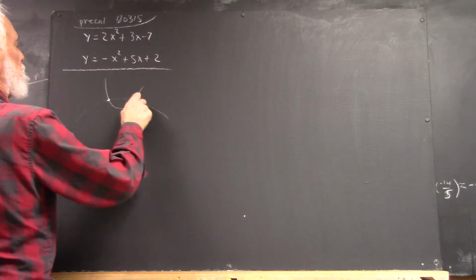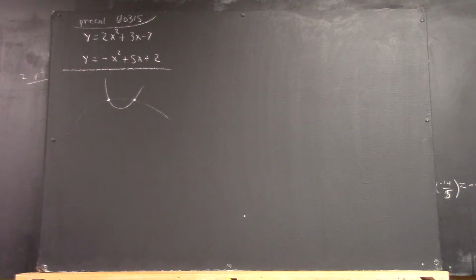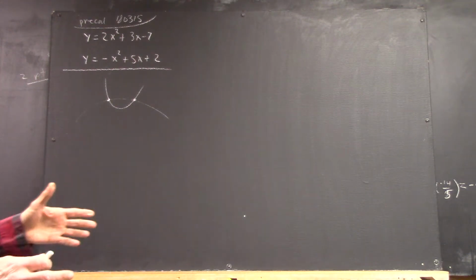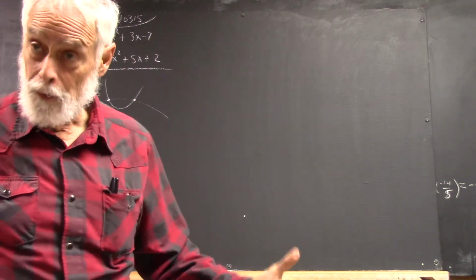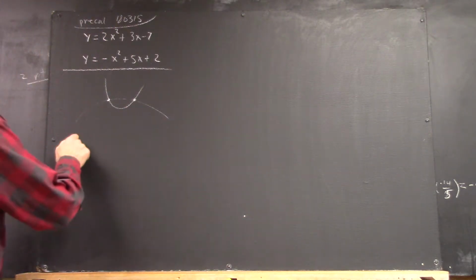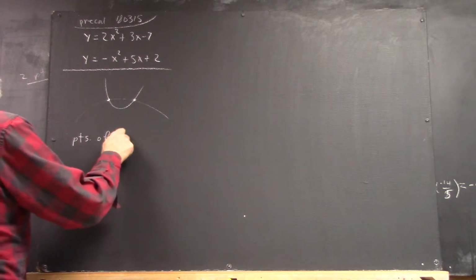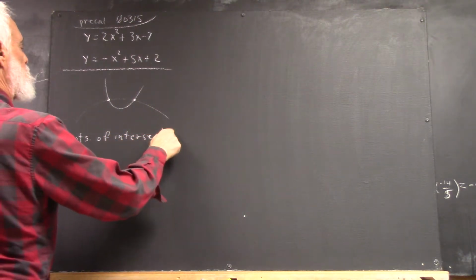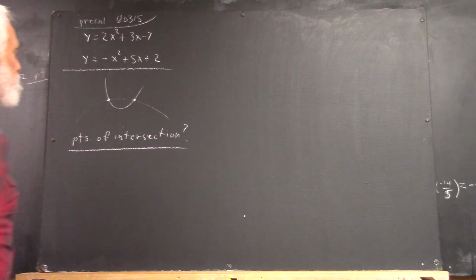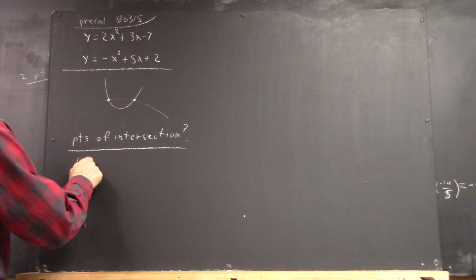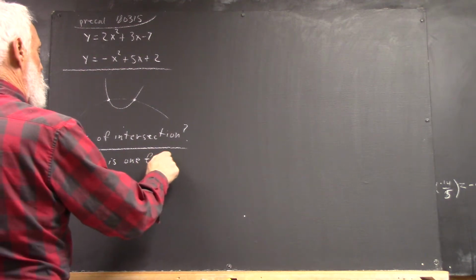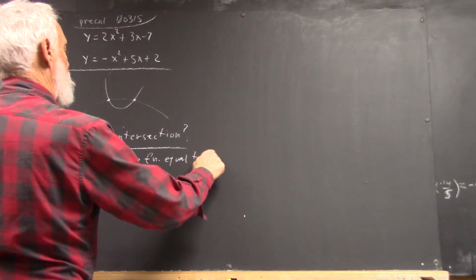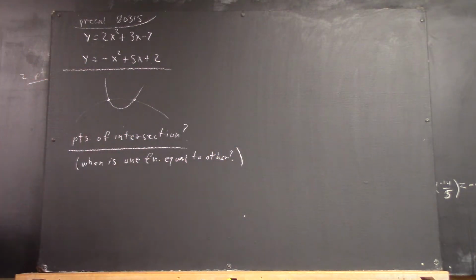Well, what I want to find is the points of intersection, okay? Because often you need to find when one quadratic function is equal to another. Okay, that's an important thing to know. So, when is one function equal to the other? Is that the point of intersection where one is equal to the other?